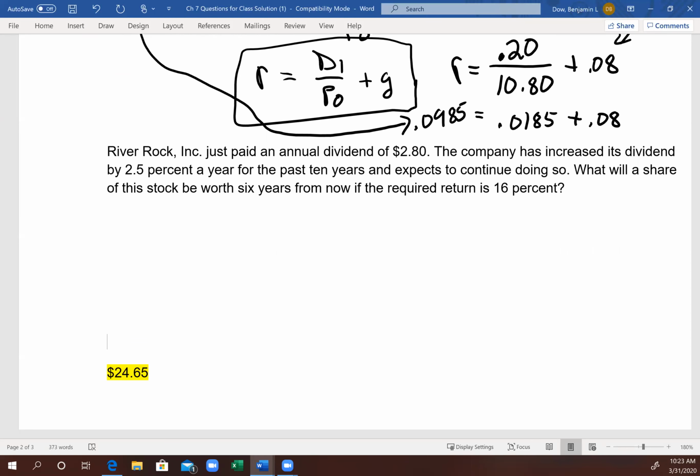So you can see in this next problem, it's helpful. If River Rock just paid an annual dividend of $2.80, then the dividend next year is expected to grow by 2.5%.